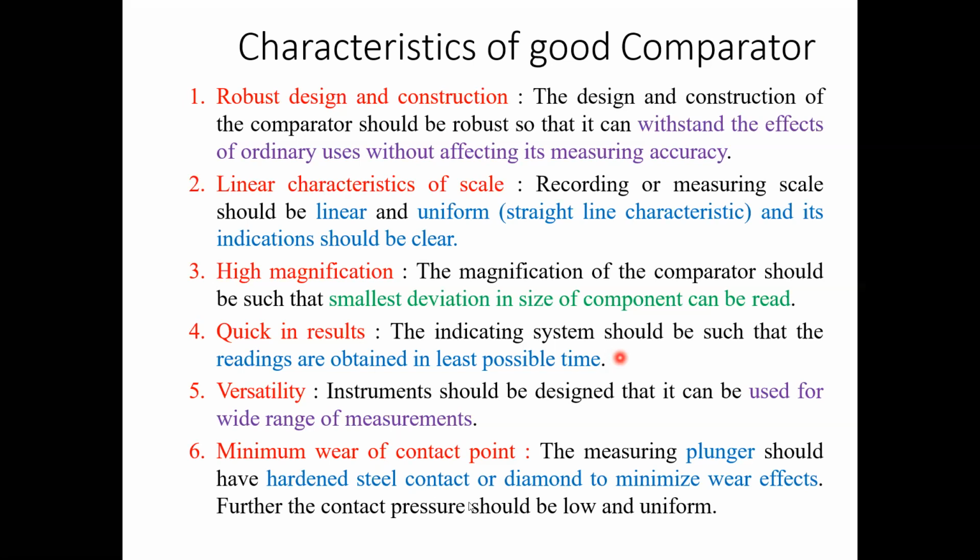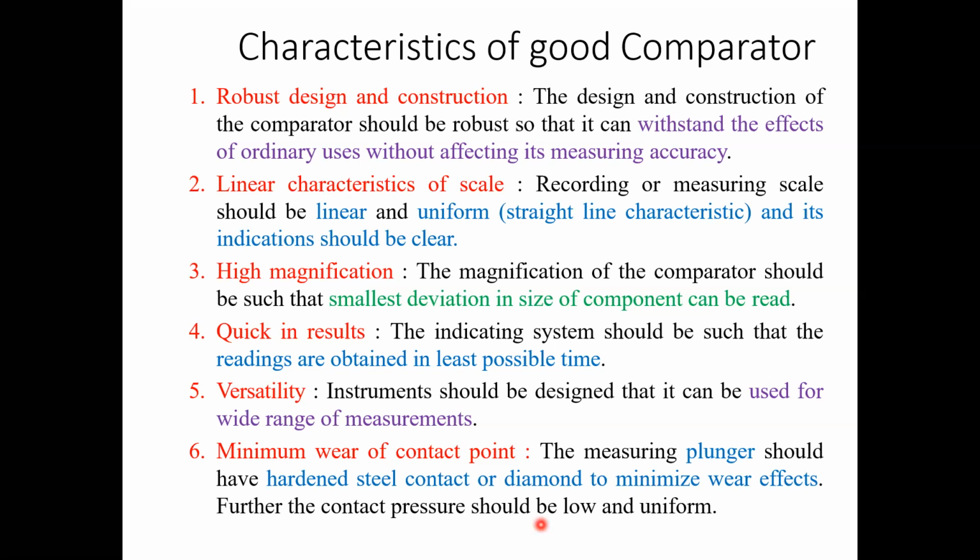The measuring plunger should have a hardened steel contact or diamond to minimize wear effects. Always you are going to bring the plunger tip into contact with the workpiece. This continuous contact with the work part results in wear. In order to prevent the wear of the tip, it should be hardened steel contact or diamond. Further, the contact pressure should be low and even. These are the required characteristics. More characteristics are also there in the next slide.